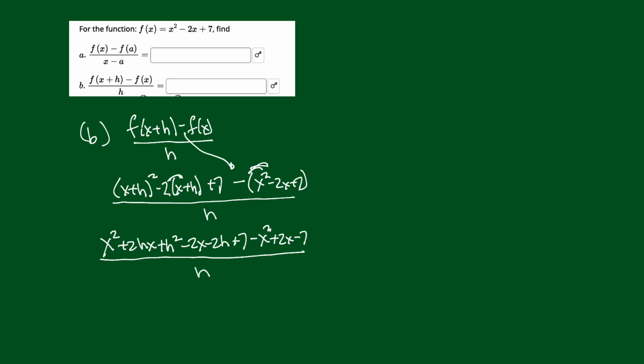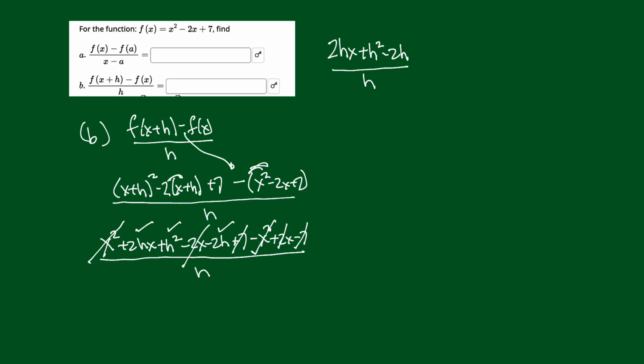all over h. Now, at top, does everything without an h cancel? X squared, run it through, minus x squared, that's gone. Minus 2x plus 2x is gone. Plus 7 minus 7 is gone. So here's what's left. This one, and this one. They all have h's in it. I'll do it up here at the top. 2hx plus h squared minus 2h all over h.